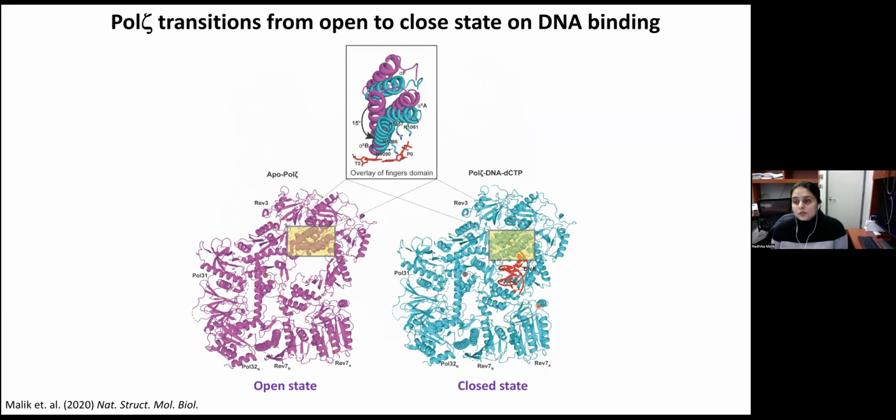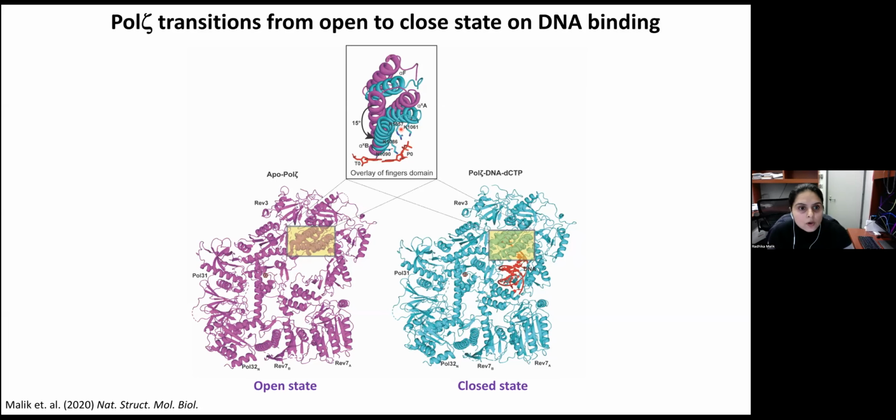Since we also looked at the apo state of Polζ, we wanted to compare that to the ternary complex. And the main difference that we found there was that the fingers were actually open in the case of the apo state, which is here in magenta, and the ternary is in blue. So it was open by around 15 degrees. And thereby it tells us that Polζ's fidelity is augmented by the closing and opening of the fingers during the nucleotide incorporation step.